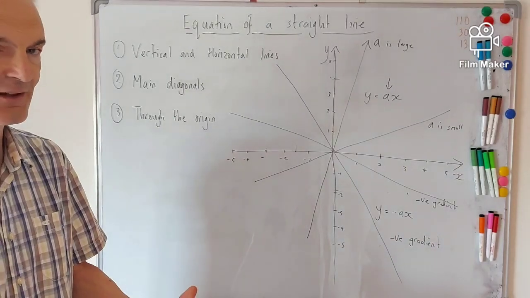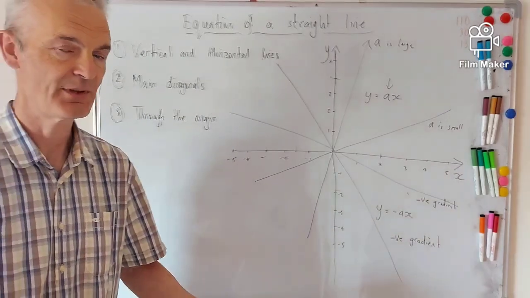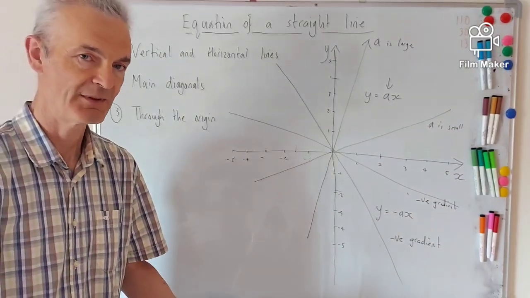What we'll look at next time is when the lines don't pass through the origin, what happens then.